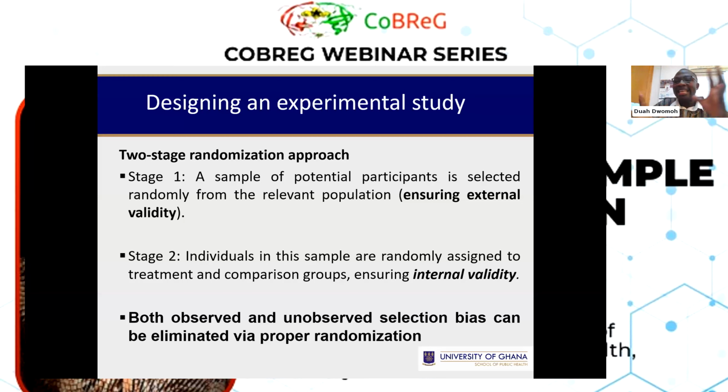So technically, these are just the two stages in terms of how we do an experimental study design, but you'll be seeing the variability in terms of the different study designs as we go on.